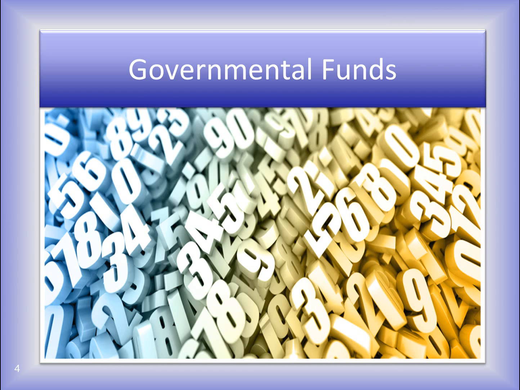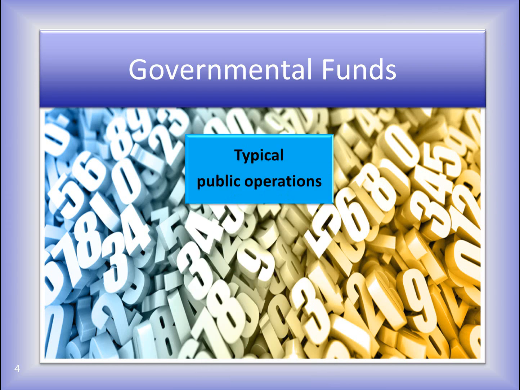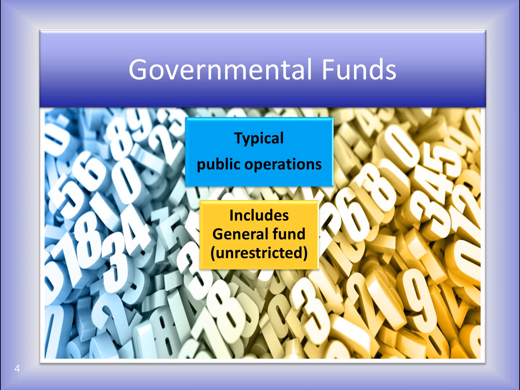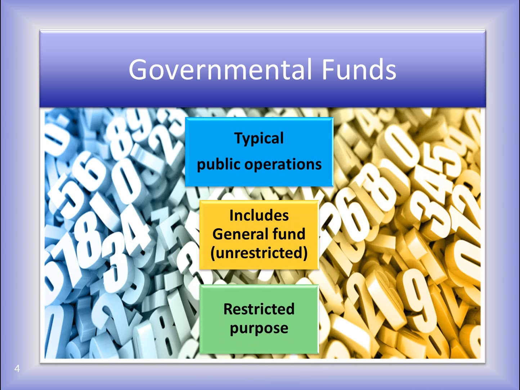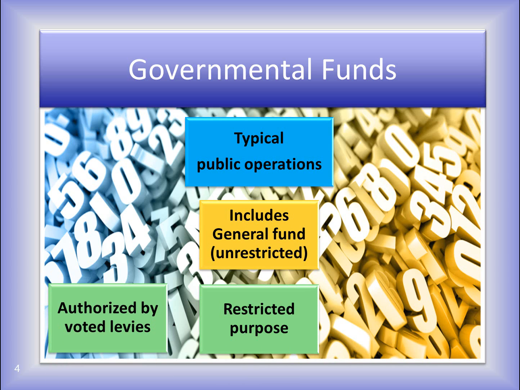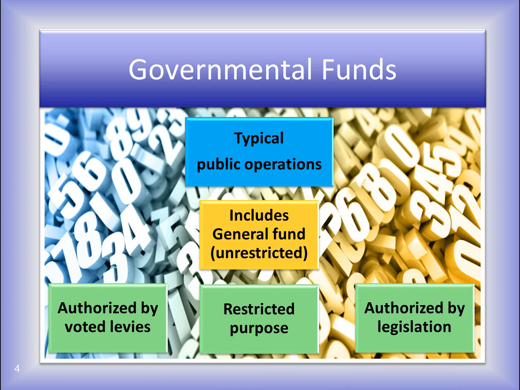The governmental category contains funds that account for the typical public operations of a government entity. The category includes the general fund, which is the only unrestricted fund. Almost every entity has a general fund. The purpose of each governmental fund type is determined by the restricted revenue sources authorized by voted levies or board-adopted legislation. So your fund structure and restrictions are unique to your entity.